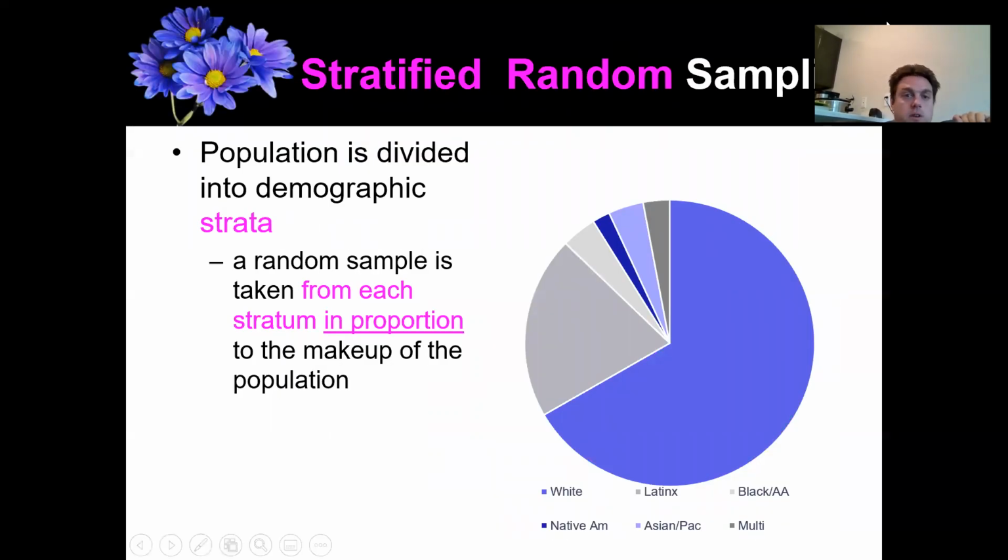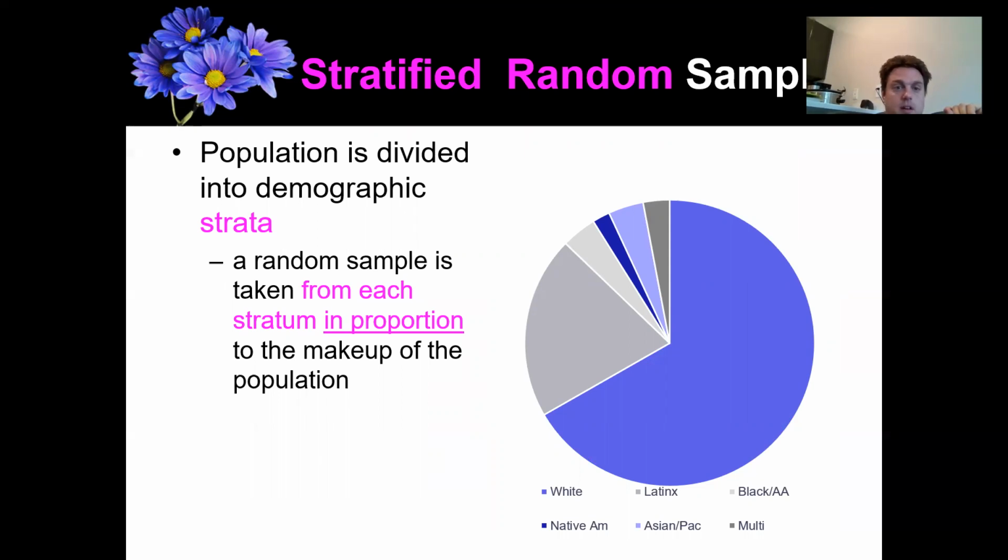Okay. Another method is known as stratified random sampling. And this is when you actually divide people into demographic strata. Strata just means the demographic that I really want to make sure I'm representing. So let's say ethnicity is the strata in question. So I'm running some kind of study and I want to know whatever it is I want to know, and I want to make sure my sample is representative of the split of the different demographics of the population. Okay.